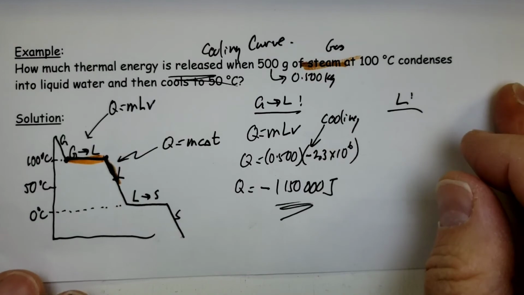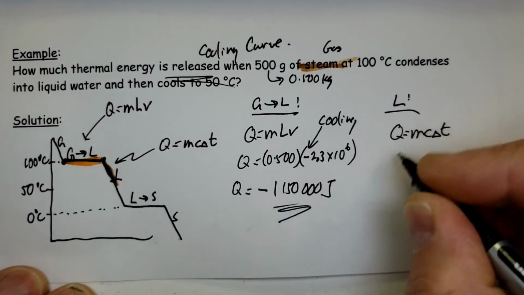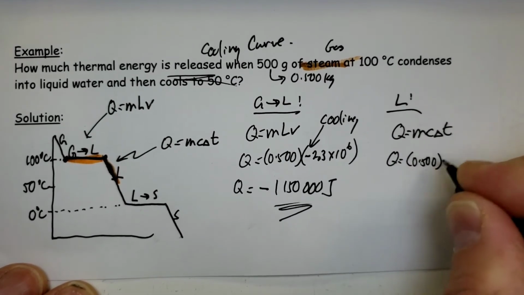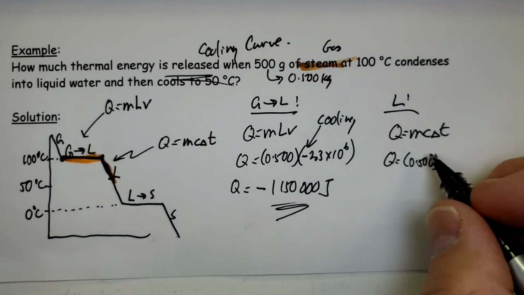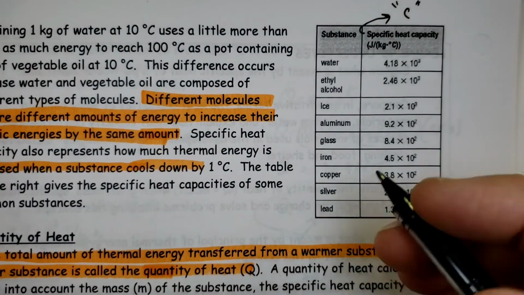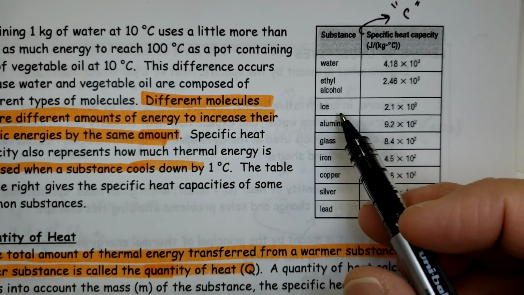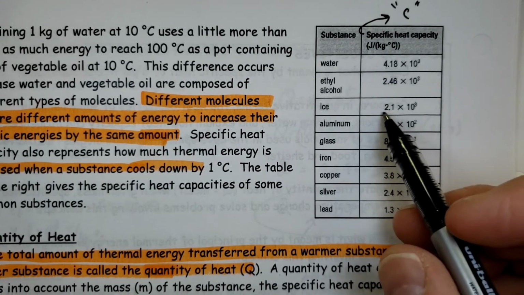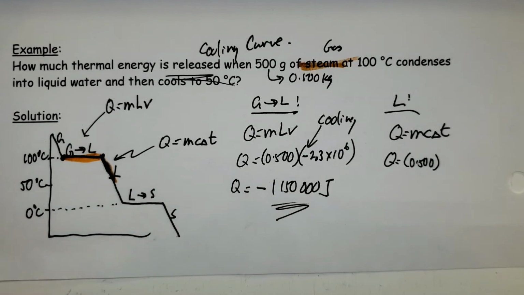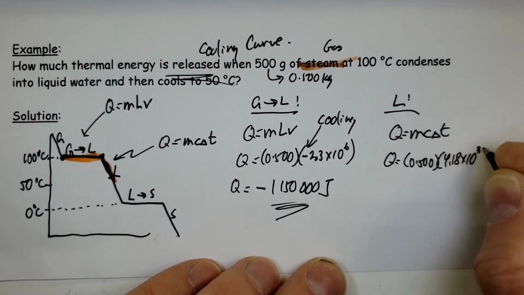Okay. When it's in the liquid phase, Q equals mc delta T. The mass of water is 0.5. The specific heat capacity of liquid water. Again, we have to go back here to find the c value for water. Now notice, this sheet does have a different one for ice. So if we're using ice, it does have a different value. Water, 4.18 times 10 to the 3.